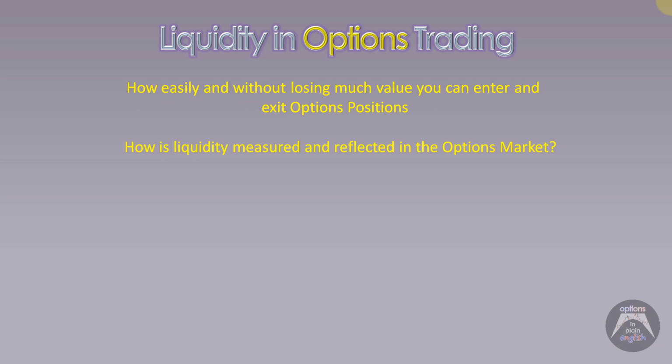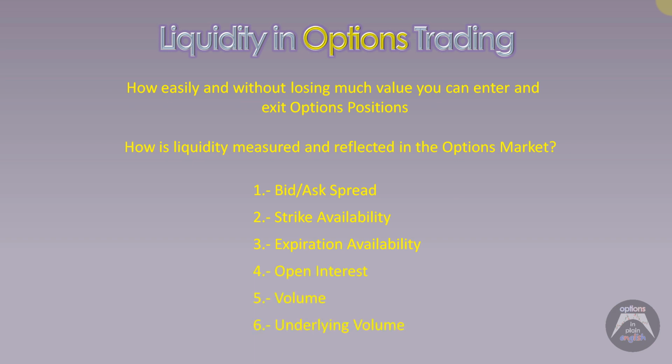So, how is liquidity measured and reflected in the options market? Well, it's reflected in the bid-ask spread, strike availability, expiration availability, open interest, volume, and also underlying volume. Bid-ask spread refers to the difference between the buying price and the selling price when you buy and when you sell. Strike availability is how many strikes are available for that particular underlying in that same expiration.